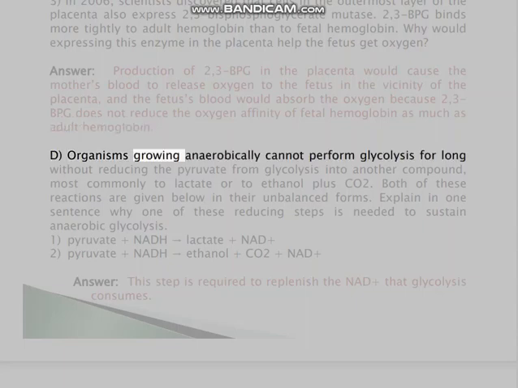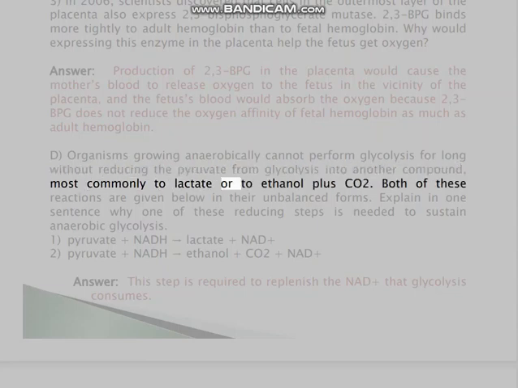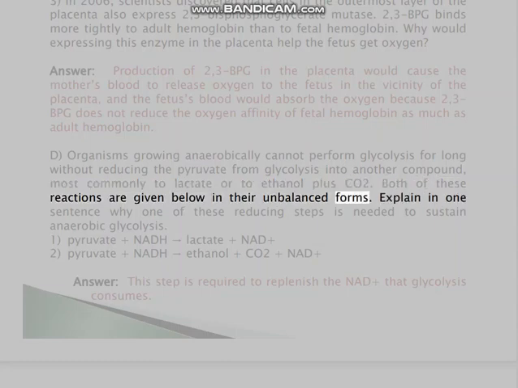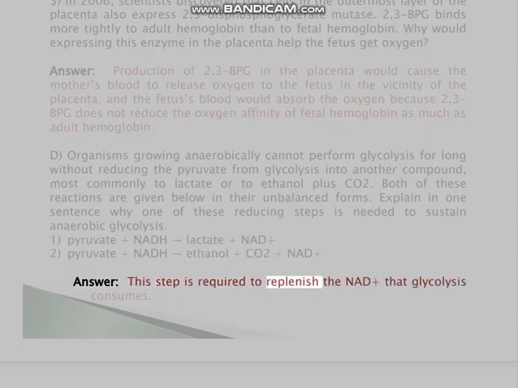D. Organisms growing anaerobically cannot perform glycolysis for long without reducing the pyruvate from glycolysis into another compound, most commonly to lactate or to ethanol plus CO2. Both of these reactions are given below in their unbalanced forms. Explain in one sentence why one of these reducing steps is needed to sustain anaerobic glycolysis. 1. Pyruvate plus NADH gives lactate plus NAD+. 2. Pyruvate plus NADH gives ethanol plus CO2 plus NAD+. Answer: this step is required to replenish the NAD+ that glycolysis consumes.